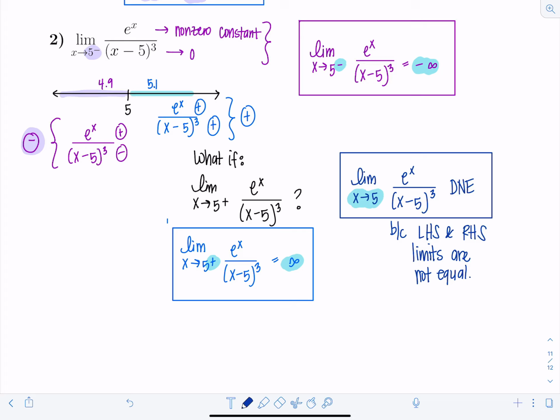Okay. So that concludes the lesson. Stay tuned because we're going to look at how to calculate limits using limit laws in the following lesson and not relying on a table of values.